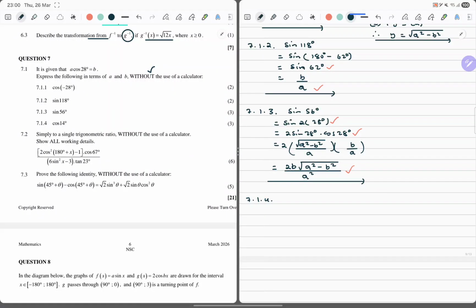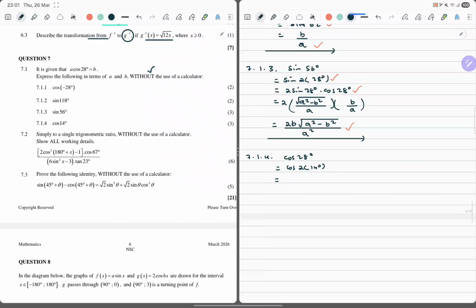7.1.4 says we need cos 14. Cos 14 is basically half of 28, isn't it? So 28 is the double angle here. So we can start with cos 28 degrees is the same as cos of 2 times 14 degrees. Now we can decompose it however we choose. This is going to be, okay, maybe let's write it as an equation because we won't be able to solve, right? We won't be able to solve.